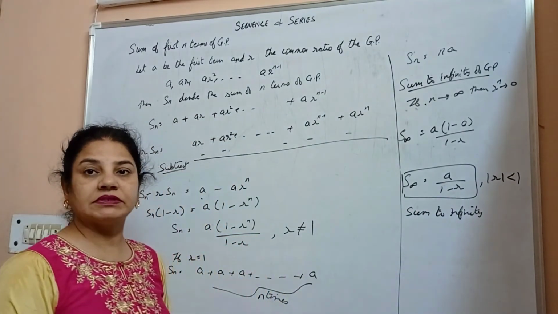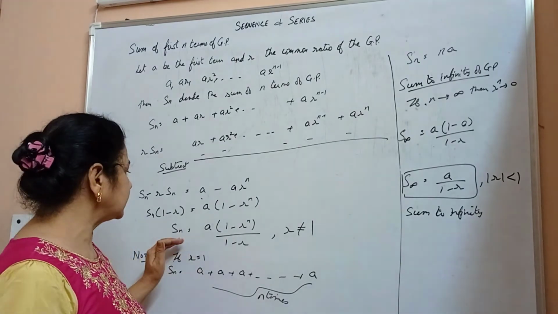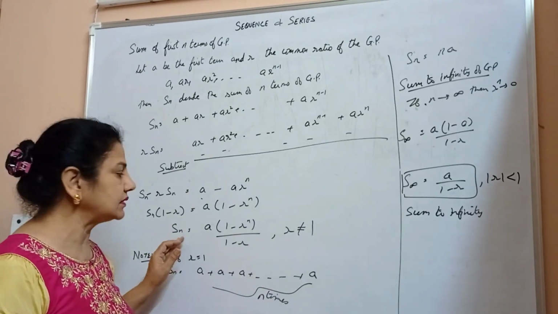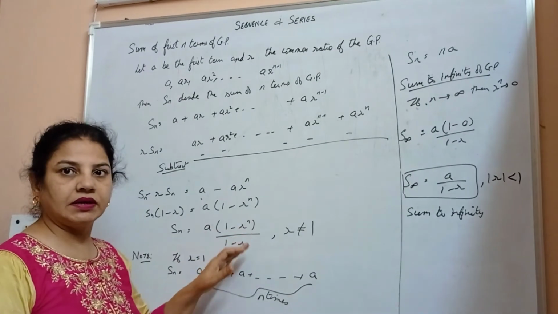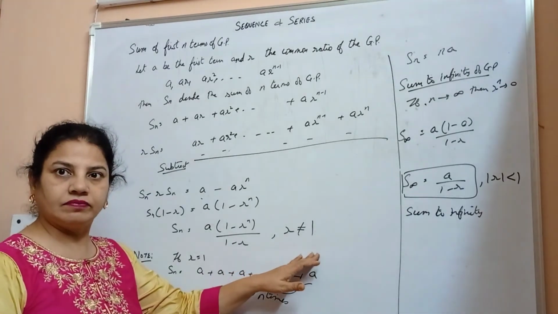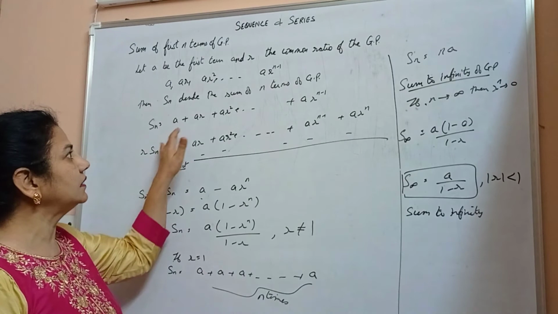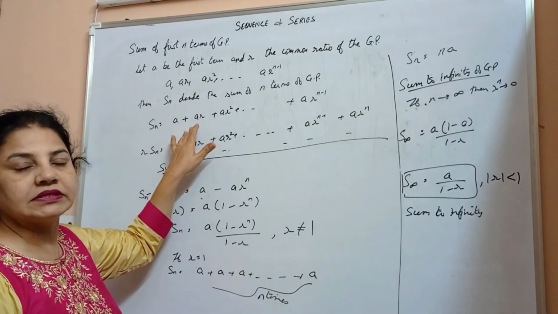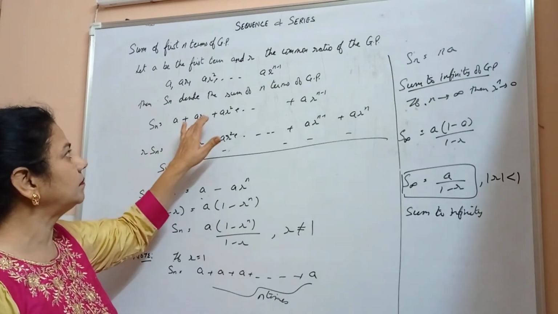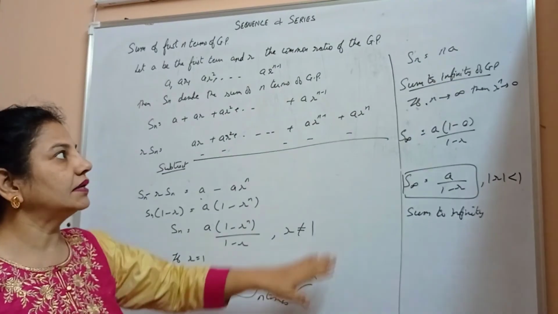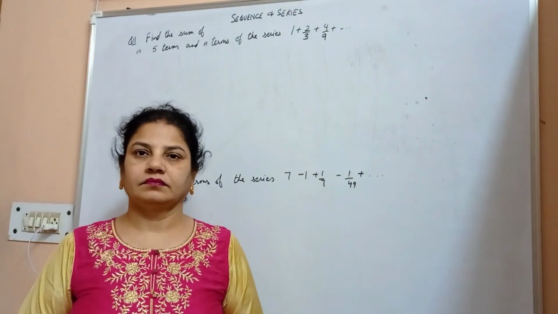If the numbers are finite in GP, then the sum of n terms is given as A times 1 minus R to the power n upon 1 minus R, where R is not equal to 1. And if R is equal to 1, we won't use this formula. We simply replace R as 1 in the series, I get A plus A plus A and so on n times, and the sum is given as nA.